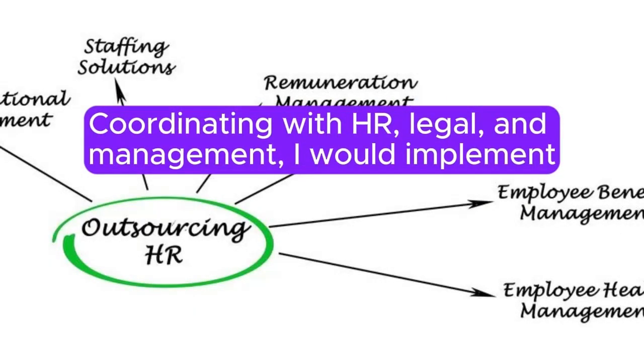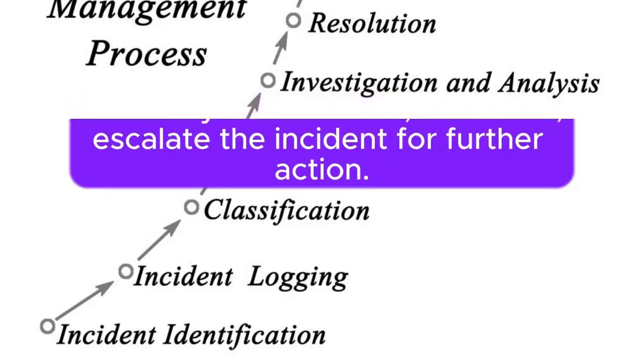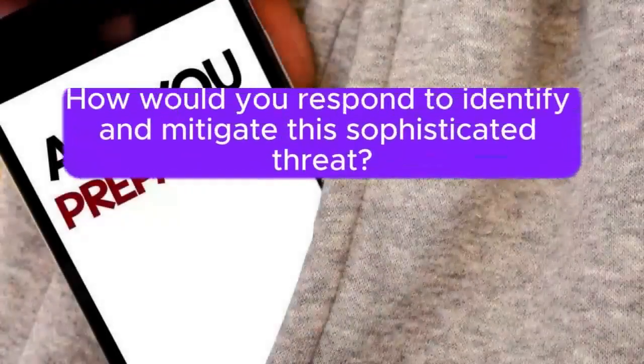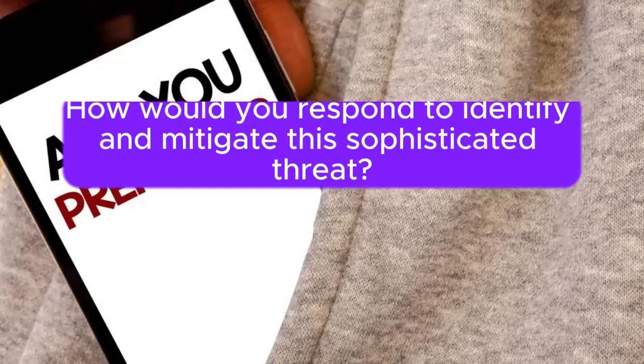Coordinating with HR, legal, and management, I would implement necessary controls and, if needed, escalate the incident for further action. 24. Scenario: A company's network experiences an advanced persistent threat, APT, attack. How would you respond to identify and mitigate this sophisticated threat?